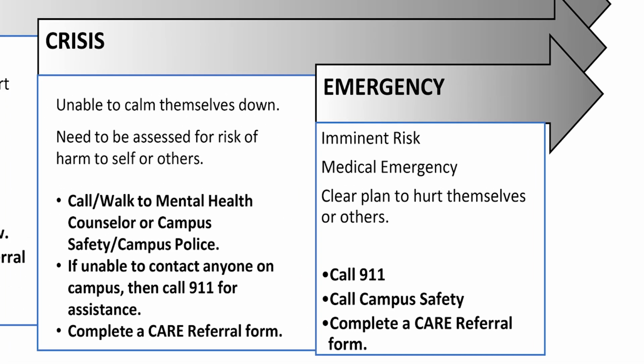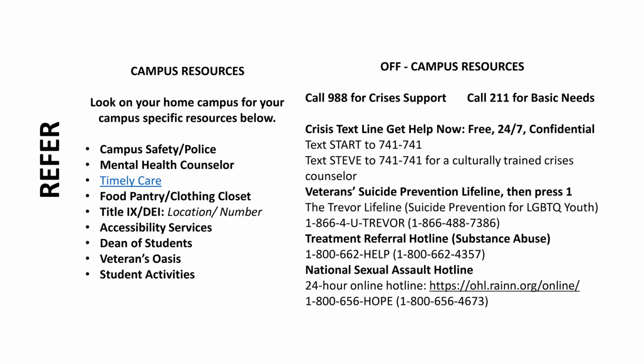A crisis is when a student cannot calm themselves down, but is currently safe and denying thoughts of suicide. Crisis situations are usually variable, where a student can fluctuate between calming and escalating. When a student can calm down, you can refer them to campus resources listed on this handout. Or if they continue to escalate, they will need to be assessed by a campus professional.